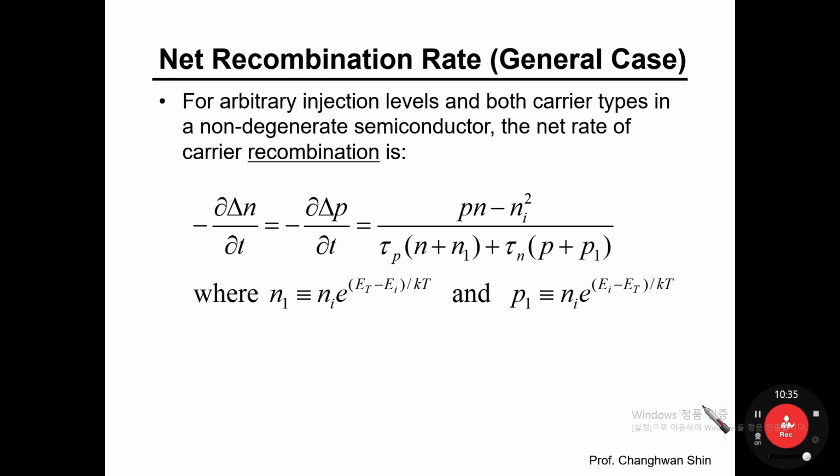This is just for your information. If you're interested in deriving and understanding this net recombination rate in the general case, then please refer to the appendix of your textbook. Then you're going to see some more details. But I guess this would sound very complicated and it would lose your motivation for studying solid state physics. So I would skip this single slide at this moment.